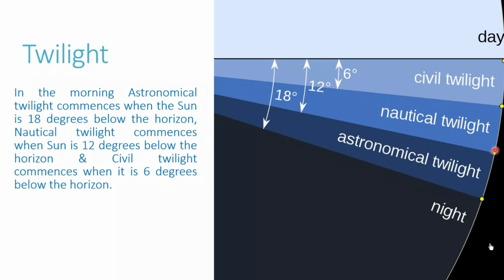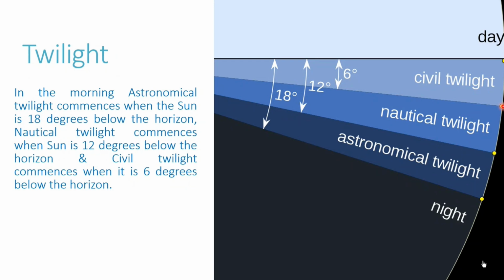After this instant, the sun keeps on coming closer to the horizon, and at this particular instant, you can follow the laser pointer, the sun is 6 degrees below the horizon. The angle is shown in the diagram. And at this point, when the sun is 6 degrees below the horizon, civil twilight commences.